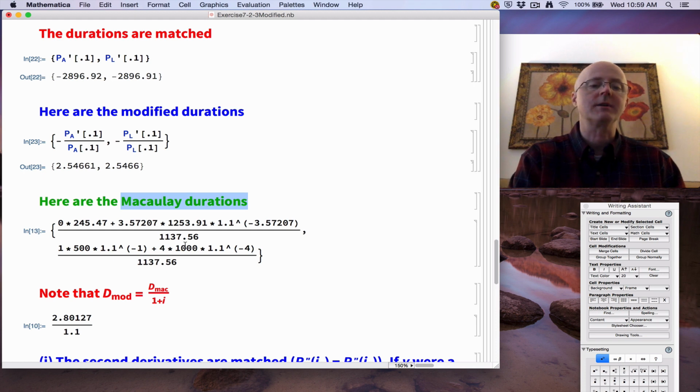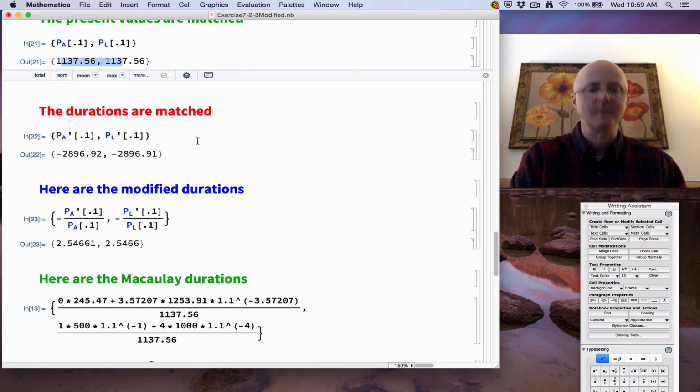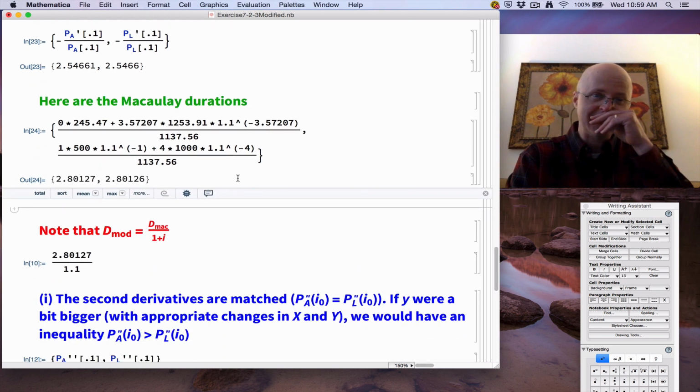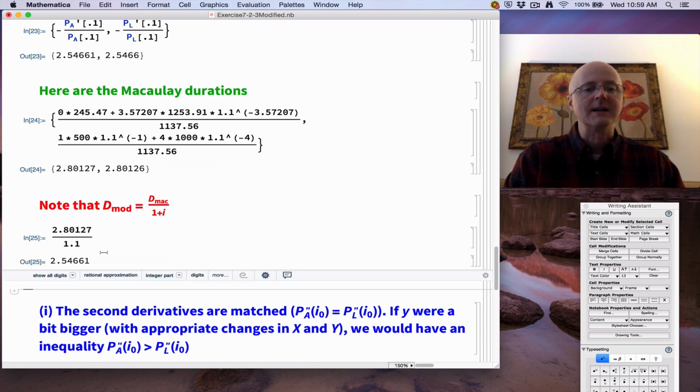Here are the Macaulay durations. Based on the definition, the Macaulay duration is a weighted average of times of payments, where the weights are the present values divided by the entire present value. The 1137.56 here is the entire present value. So these are the Macaulay durations, and they are matched as well. Just a little side note here, modified duration you should remember is Macaulay duration divided by 1 plus I, so take 2.80127 or 2.80126, we should get essentially these two things. I is 0.1, so that's 1 plus I is 1.1, and we do get a match.